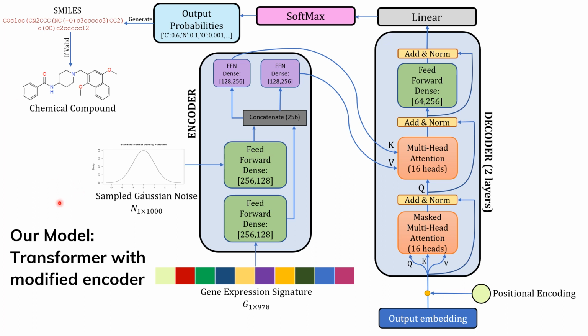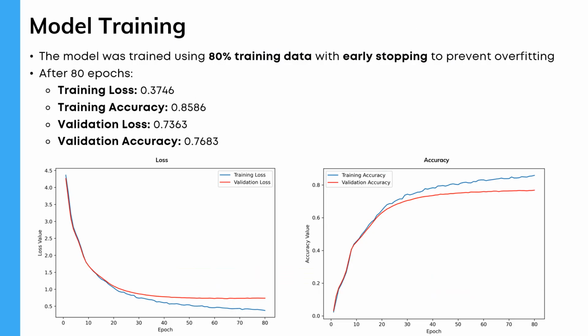Here, the encoder part not only takes the gene expression as input, but also some random Gaussian noise. This is to make the algorithm generate a diverse set of molecules for any given gene expression signature. So these are the results we got after training the model on 80% of the data set.